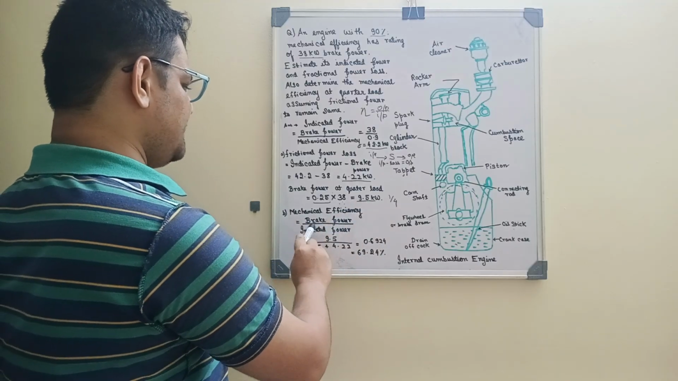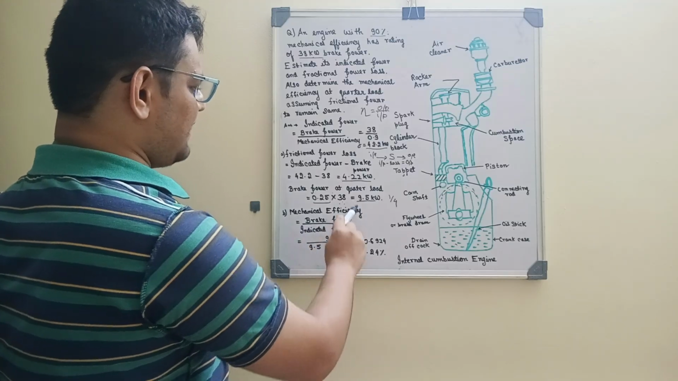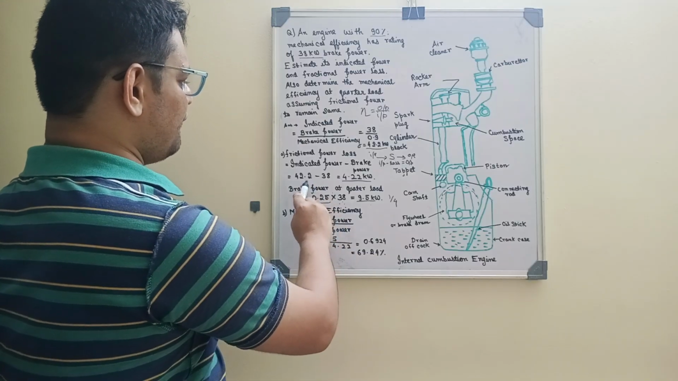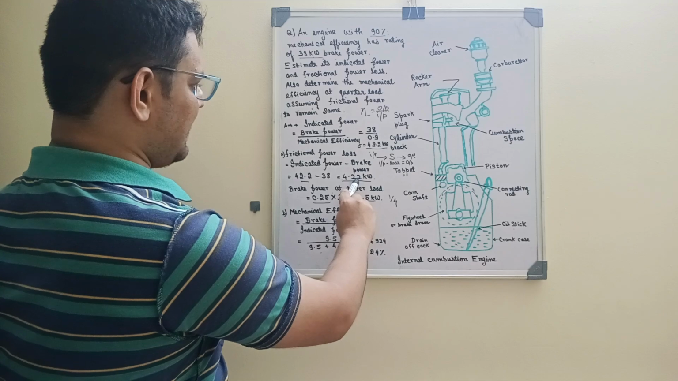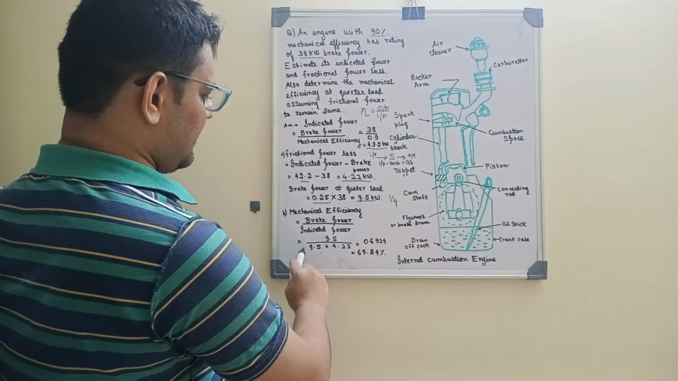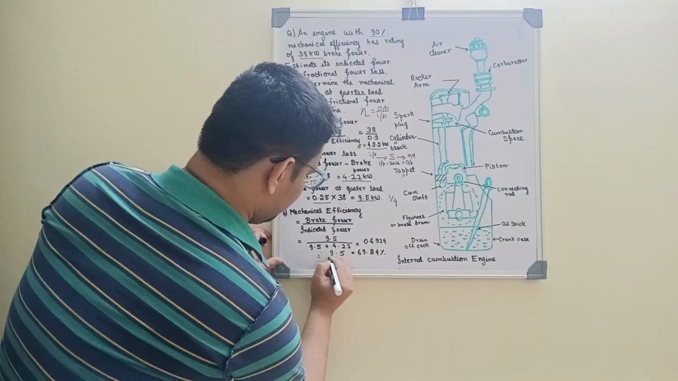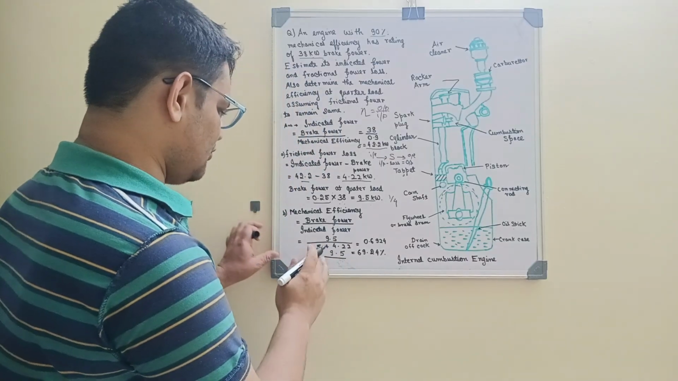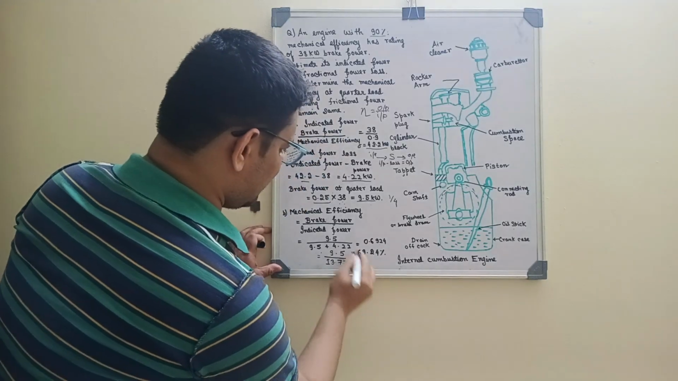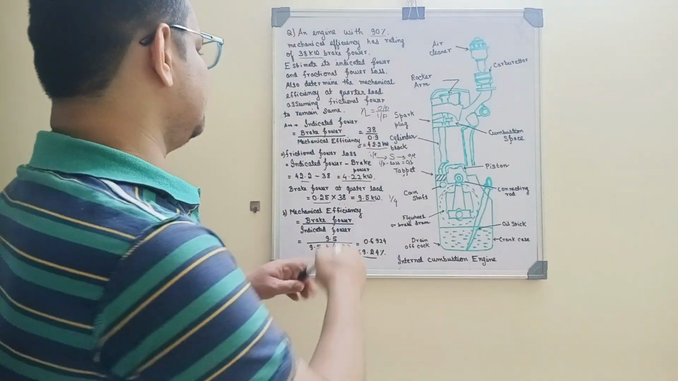Now the mechanical efficiency is the brake power divided by the indicated power. The brake power is 9.5, which we have already calculated, divided by the indicated power, that is 9.5 plus 4.22. The 4.22 is the frictional power loss we already calculated. So we add these two, 9.5 divided by 9.5 plus 4.22, which is about 13.72. If we multiply by 100, we get the answer 69.24. So this is the final answer.